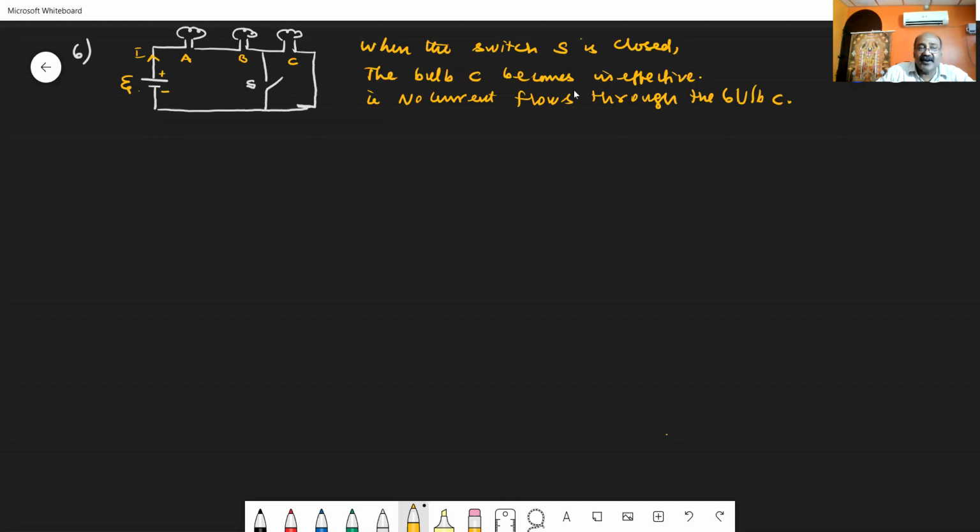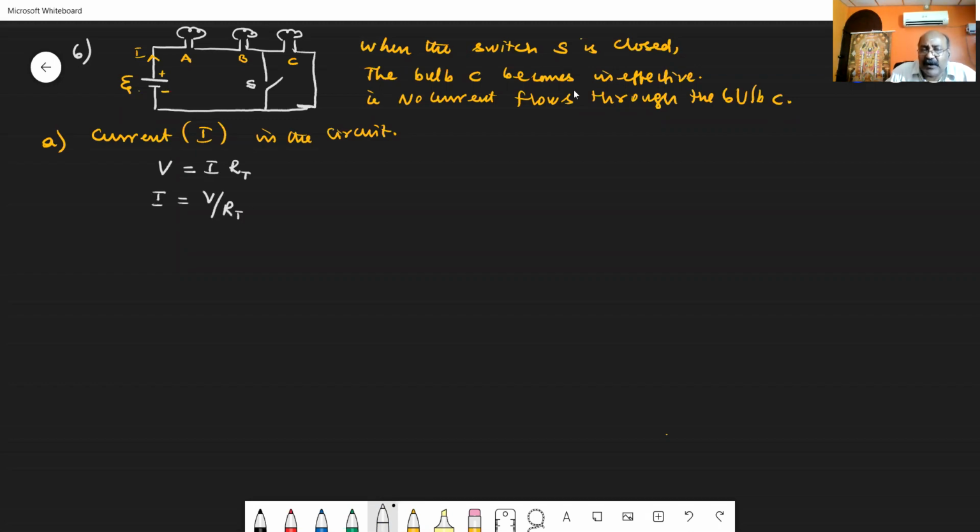Okay, what is asked? The first asked is A. Calculate the current in the circuit. Let us consider the current as I. If I want to calculate the current, I have to calculate the total resistance, because according to Ohm's law, V is equal to I into R, where R is the total resistance. I have to calculate the current in two cases. So current I is V divided by R total.